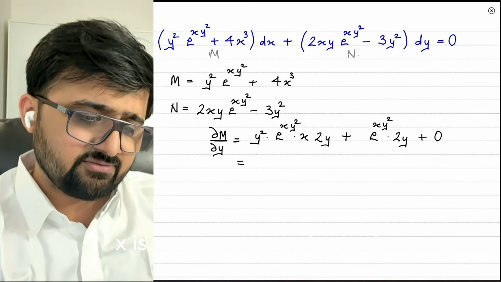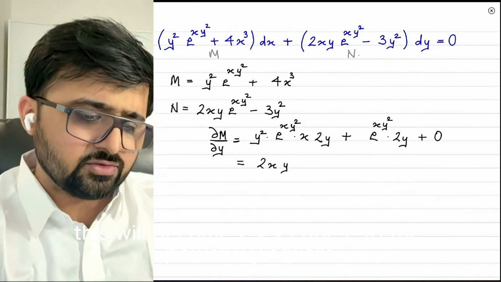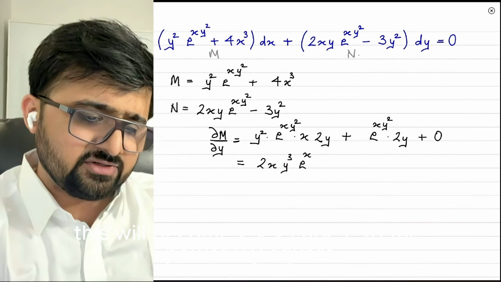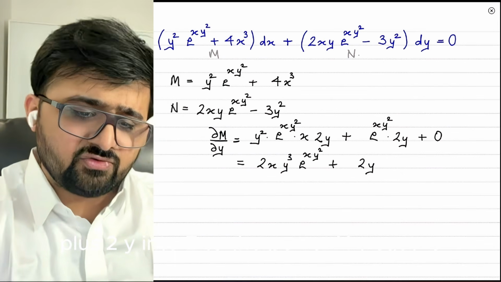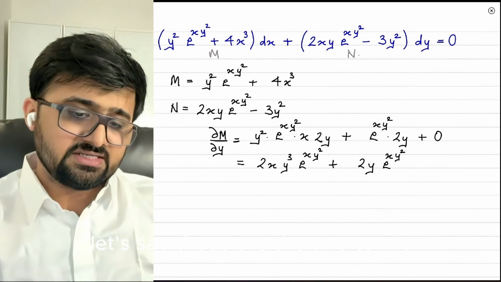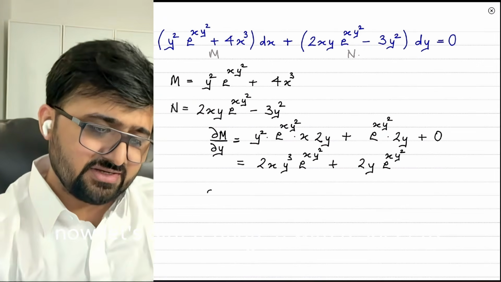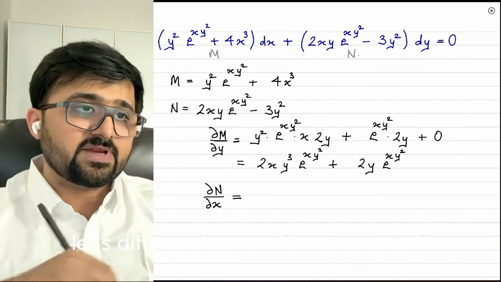So this will become 2xy cube e to the power xy square plus 2y into e to the power xy square. Let's say those are the two terms. Now let's differentiate N with respect to x.